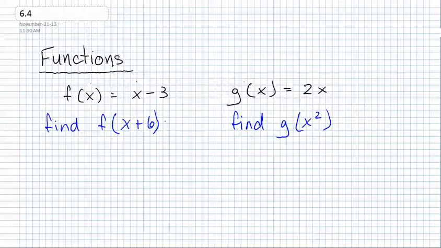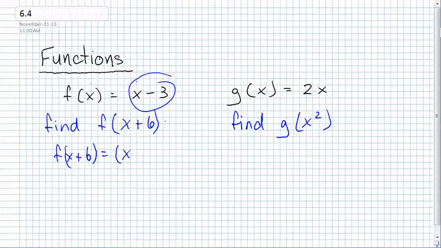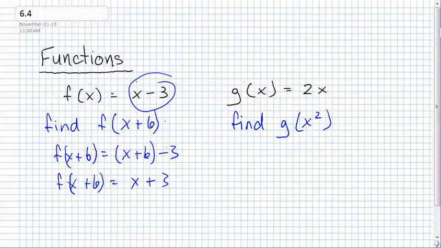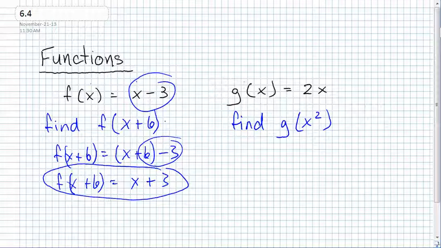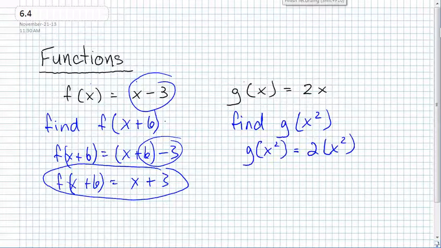All right, answer's coming. So f of x plus 6, all that means is I'm going to rewrite the function right here, but instead of writing x, I'm going to write x plus 6, and then it's just minus 3. Okay, so then f of x plus 6 is just x plus 6 minus 3, which is just x plus 3, because 6 minus 3 is just 3. There's the answer there. Okay, and the one on the right, here's the answer. It's just 2x squared, or if you like, no brackets necessary. g of x squared is just 2 times x squared.